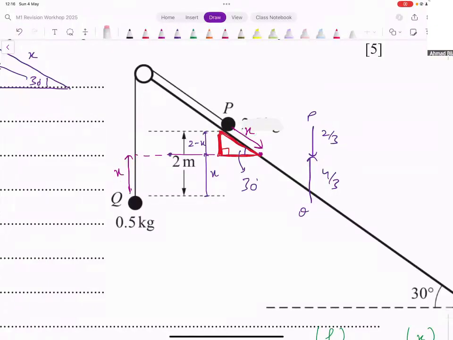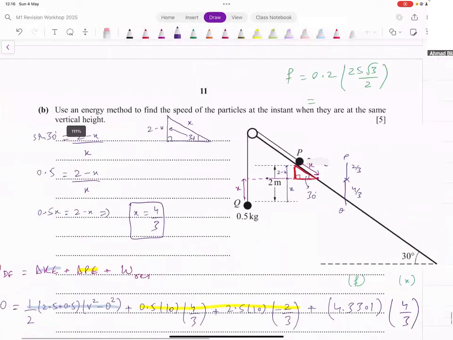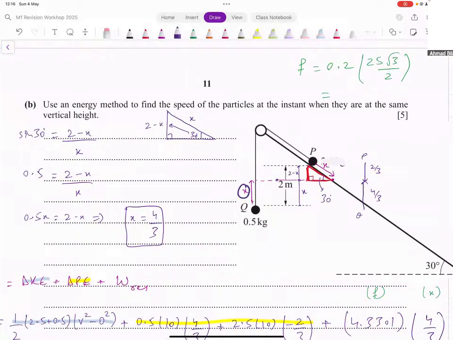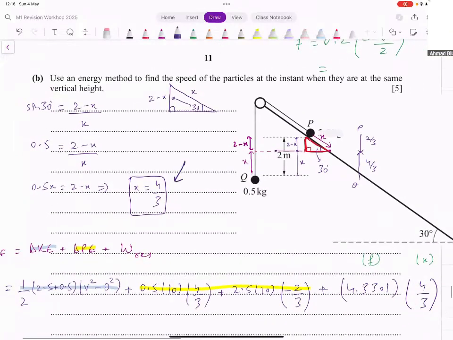For P, then, we can make a right angle triangle like this. In that right angle triangle, we can say, if this is x, then the remaining part, this part, that's going to be 2 minus x. So we have this right angle triangle with perpendicular 2 minus x, hypotenuse x, sine 30 equals this. Find the value of x from that, and you get 4/3. That means the change in height for Q is 4/3. If that's 4/3, what's the remaining change in height for P? That's 2/3.